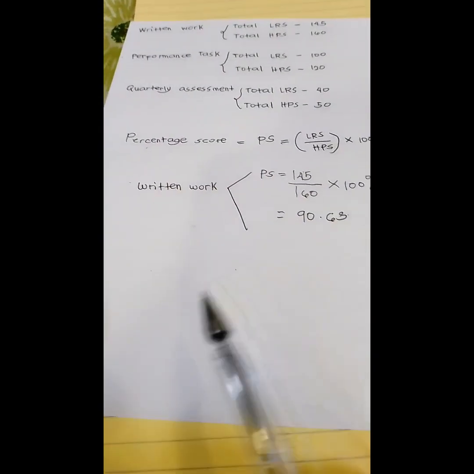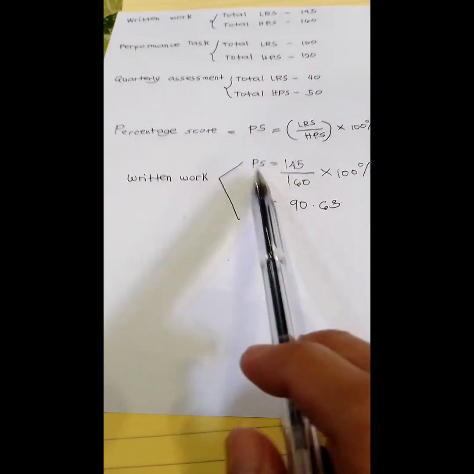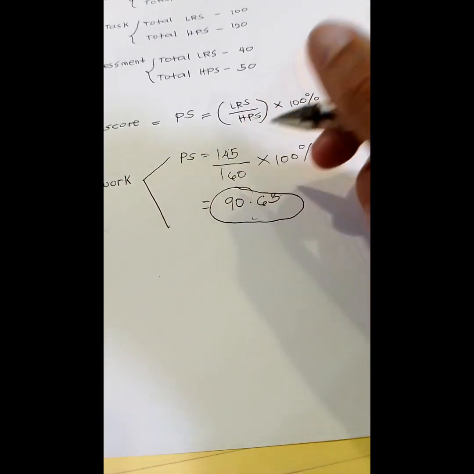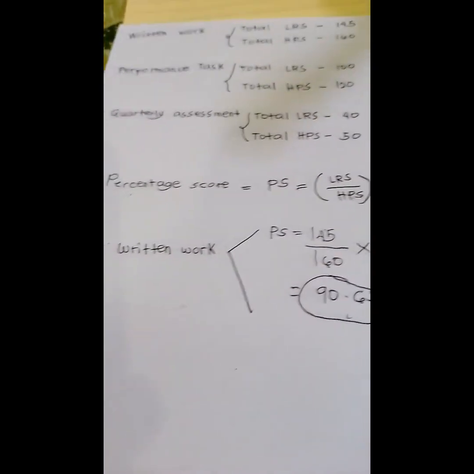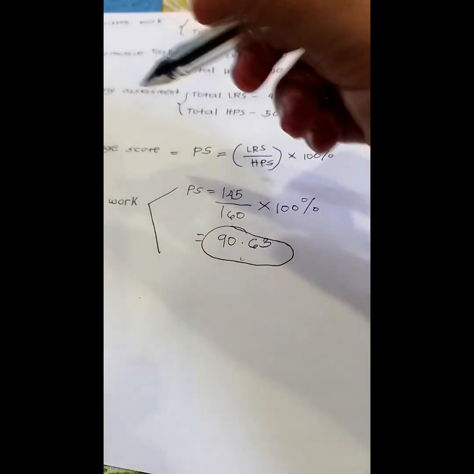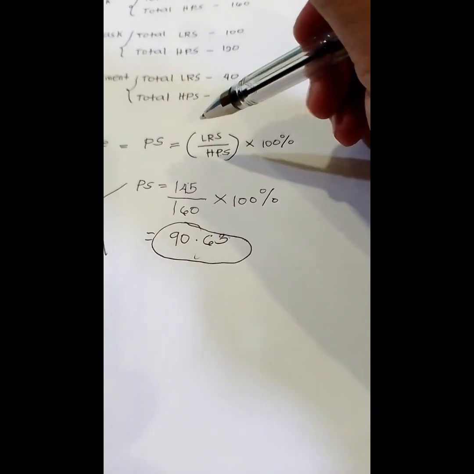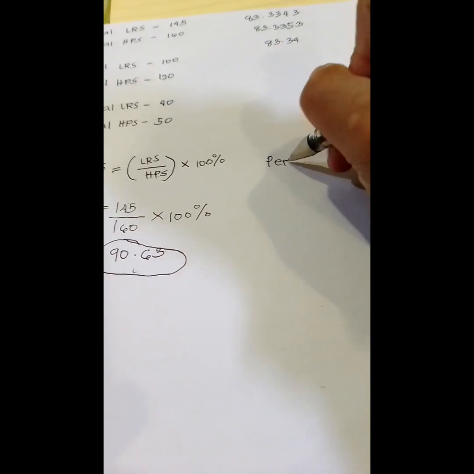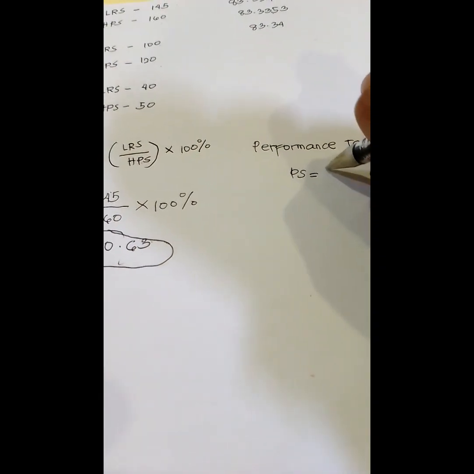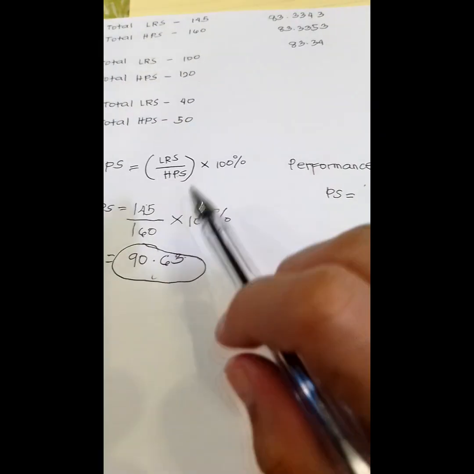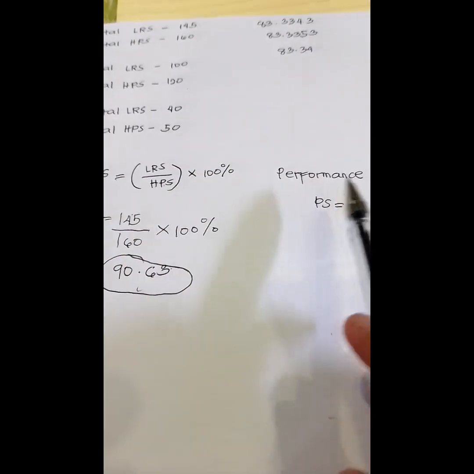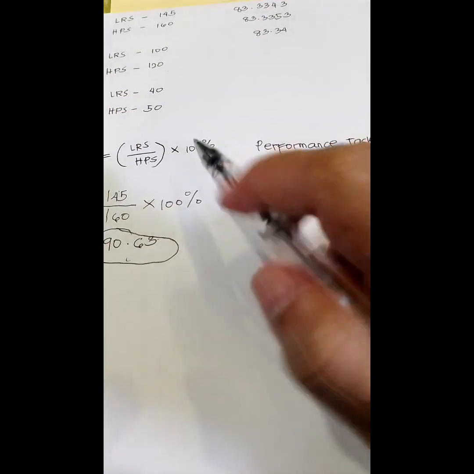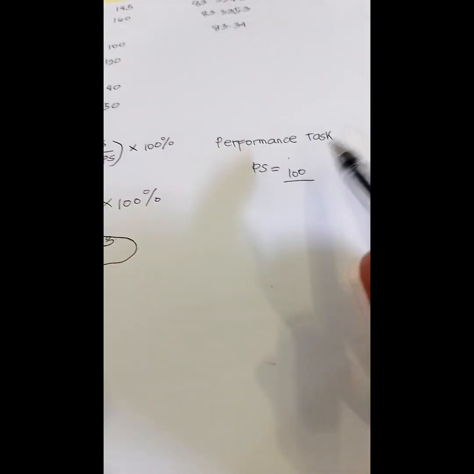So again, our percentage score in written work is 90.63. So let's move on to performance task. Ato na pagkuhaon ang percentage score sa performance task with the same equations. So we have in performance task, the total learner raw score in performance task is 100, divided by the total highest possible score in performance task is 120.